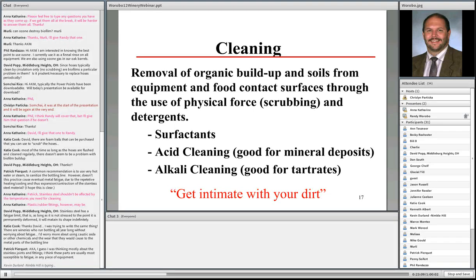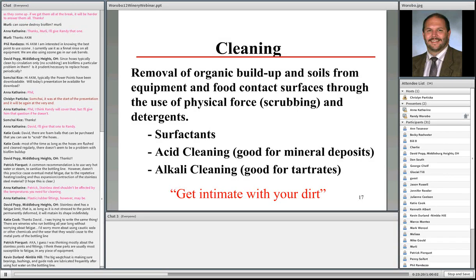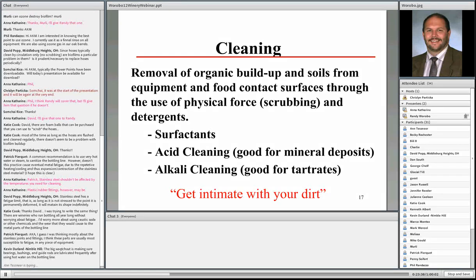Now we're going to go on to the cleaning aspect. Cleaning, like I said before, is removing all your dirt, debris, which is primarily organic matter, from your equipment, from the food contact surfaces, anything that comes in contact with the juice or the wine. And it can usually be performed through physical force, which is scrubbing, which may also be high pressure washing, as well as detergents. Detergents are sometimes necessary if there's buildup, because it serves as a surfactant.